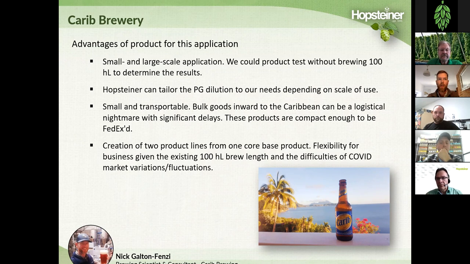And thanks very much to Mike for sorting out and facilitating all of that transport as well. Getting goods inwards and outwards of the Caribbean, especially at this time, is problematic. So having something that's so small and so transportable was really, really good. So we could create an entire new core line without having to delve into the depths of a complete new branding and scale trials.